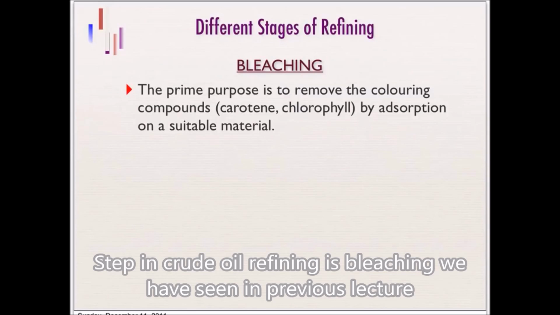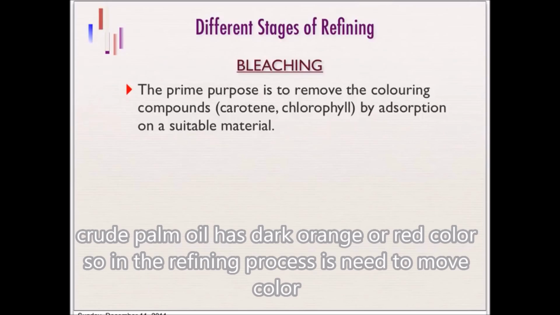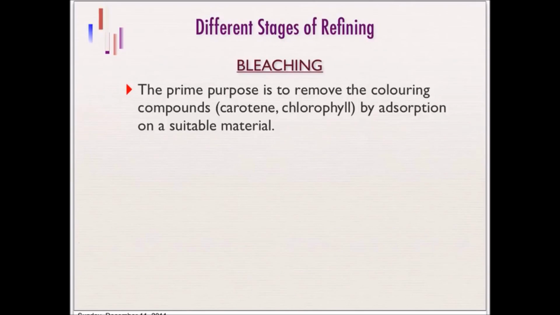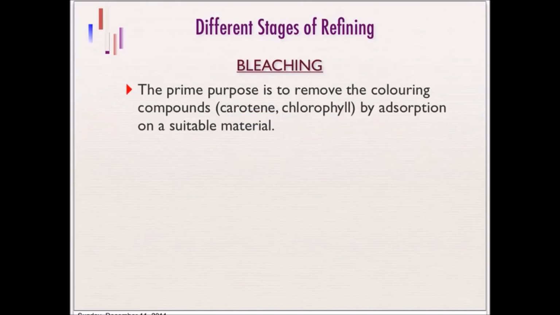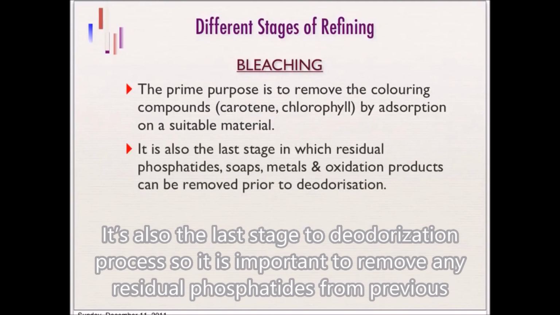Another major step in crude oil refining is bleaching. As we have seen in the previous lecture, crude palm oil has a dark orange or dark red color. So in the refining process, the aim is to remove this color by removing the coloring compounds, which are carotene and chlorophyll, by using a suitable adsorbent material. Bleaching is also the last stage prior to the deodorization process.